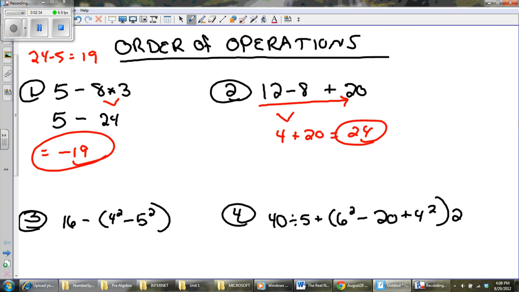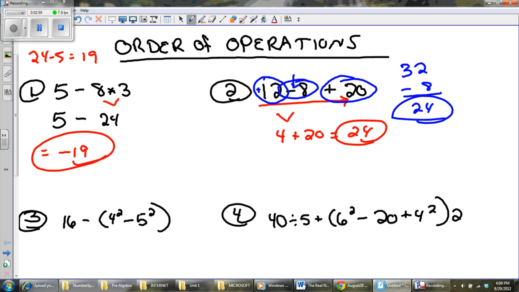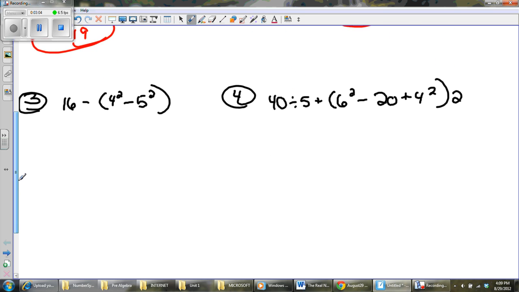There's another way to think about this one. I'm going to do it off to the side. 12 is a positive, yes. And 20 is a positive, right? How many positives do I have? Well, I have 32. 8 is a negative. How do I know? There's a minus sign in front of it. I have 8 negatives. If I have 32 positives and 8 negatives, 8 cancel out, leaving me 24. That's another way to think about it. Both are very good.